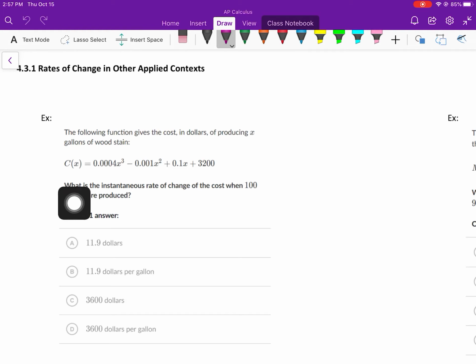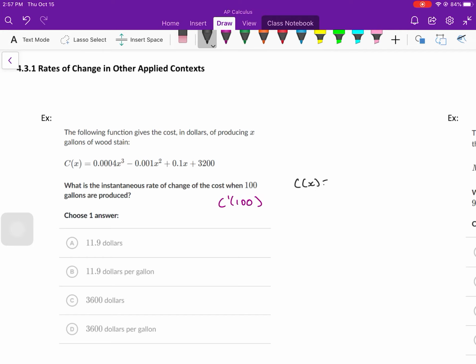So let's read through this. The following function gives the cost in dollars of producing x gallons of wood stain. C of x equals this crazy function. What is the instantaneous rate of change of the cost when 100 gallons are produced? So what do we need to find? We need to find C prime of 100. That's not bad.